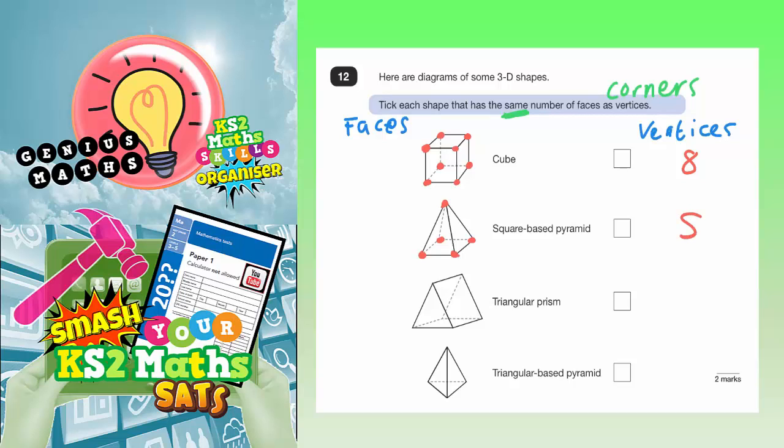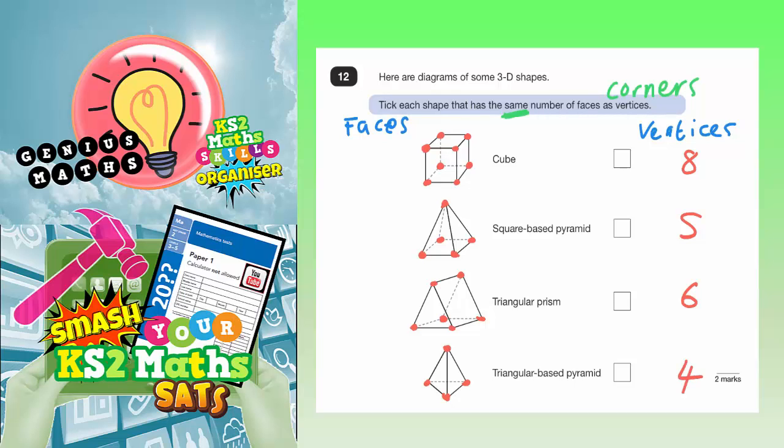That makes 5 vertices. Triangular prism, 1, 2, 3, 4 around the bottom, and then we've got 5, 6 if you include the 2 top ones. So that's 6. Triangular base pyramid is 1, 2, 3, and then 1 more at the top, makes 4.